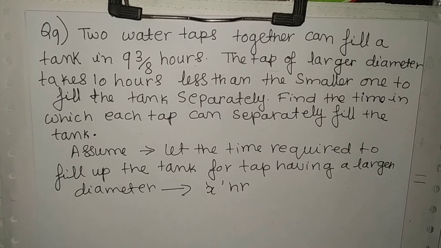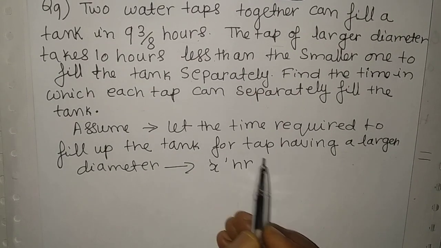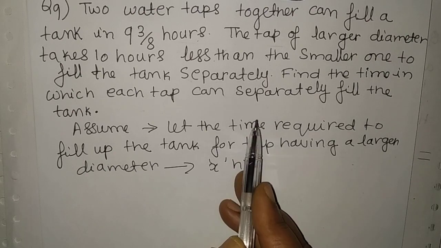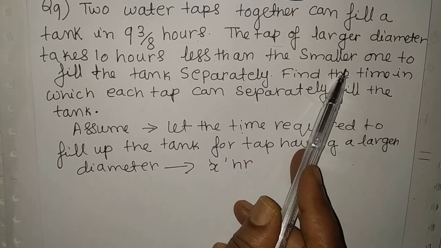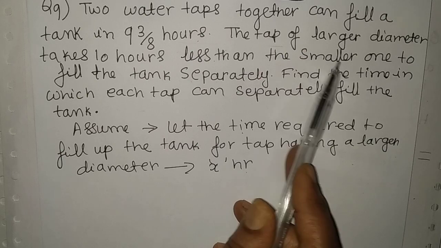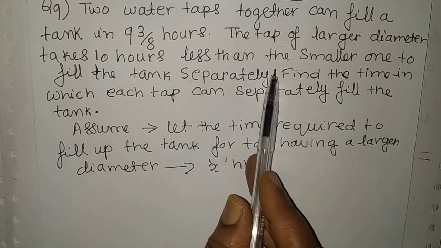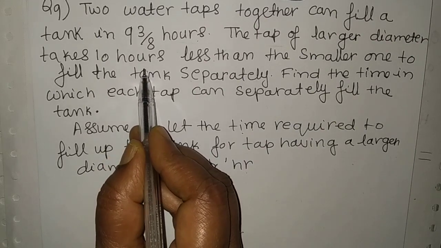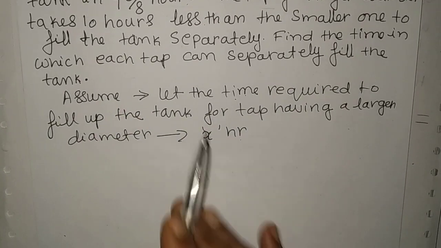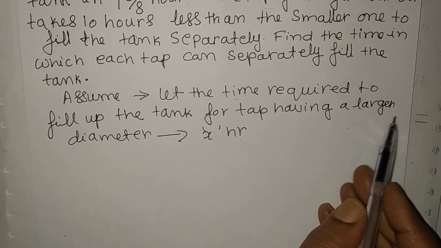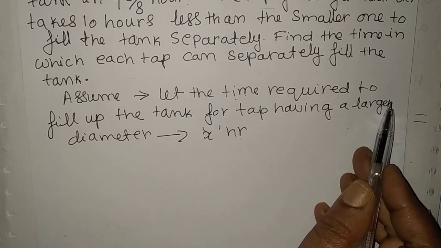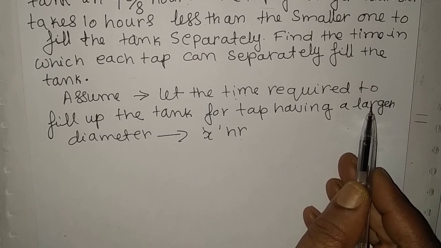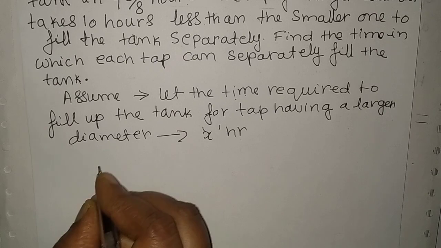So larger diameter takes how much less? 10 hours less than the smaller diameter. So two taps are there, they are filling the tank. One with the larger diameter, but they are telling the tap with the larger diameter takes less hours compared to the small diameter. So now we have assumed that the time taken to fill the tank with the larger diameter is x hours.